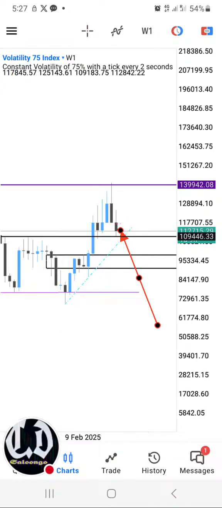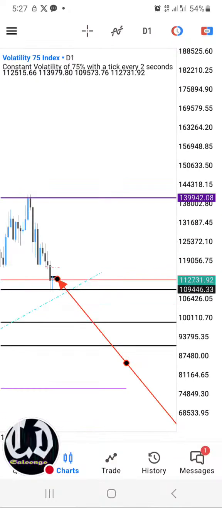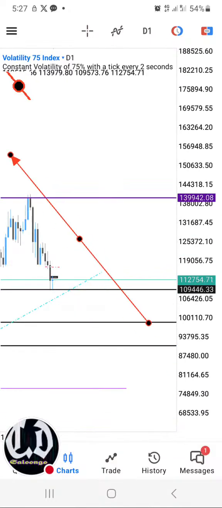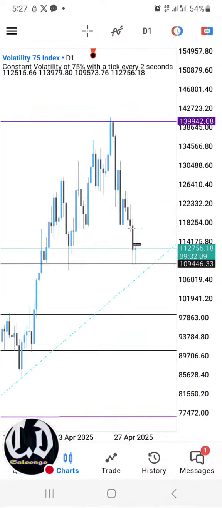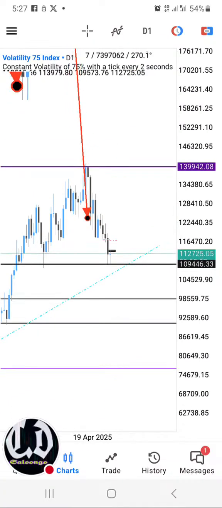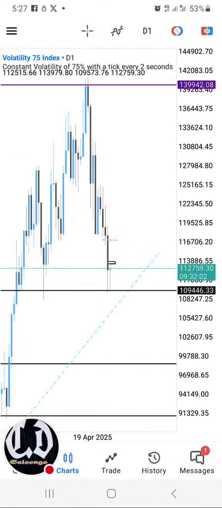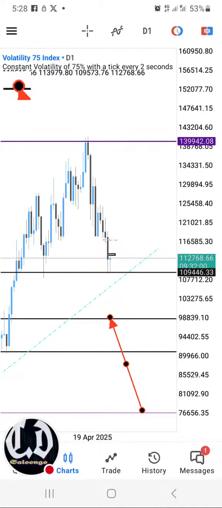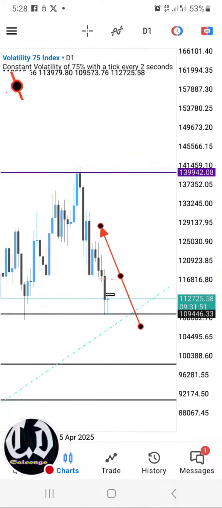Let's go to the daily and see what the daily is presenting. If we come into the daily, we can see our monthly zone here. Let me get my pencil. Yeah. If we see our monthly zone here, daily got rejected very well, we pushed down, we made a big move, lower lows, lower highs, lower lows, lower highs.